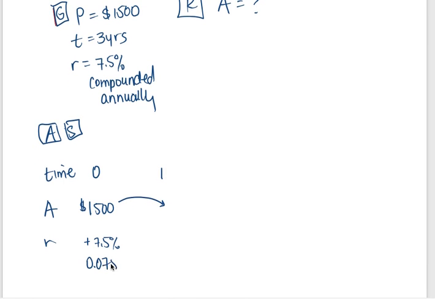And so I'm going to use this number, and I'm going to multiply by the principal here. So 1,500 times 0.075 is $112.50. Okay, so after 1 year, you now have $1,612.50. Okay, all right, so remember we're doing this for 3 years now.